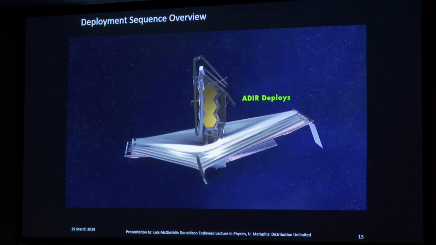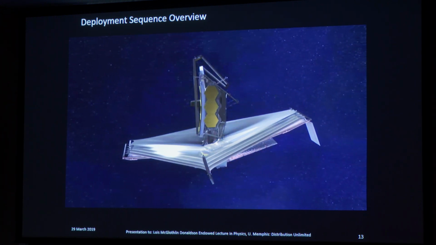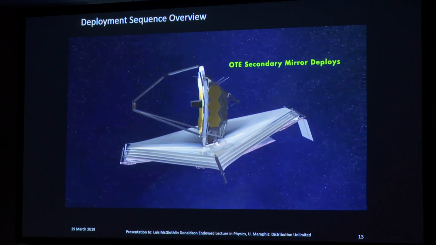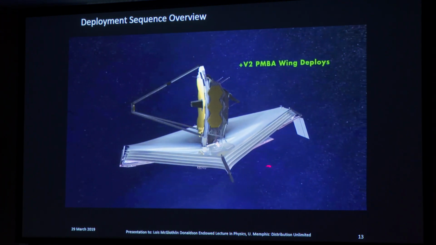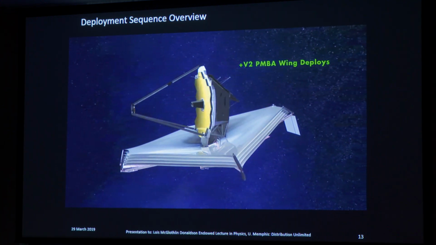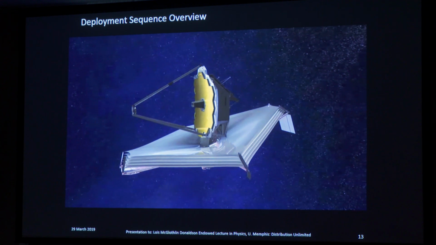Now next you'll see there's some radiators that deploy to help us cool the JWST, and this is the secondary mirror of the telescope deploying now, and the wings of the giant mirror deploy in a manner similar to a round drop leaf kitchen table.